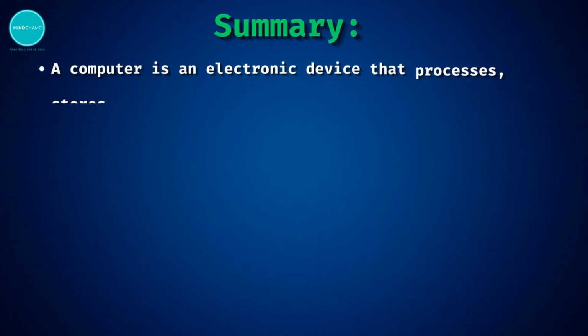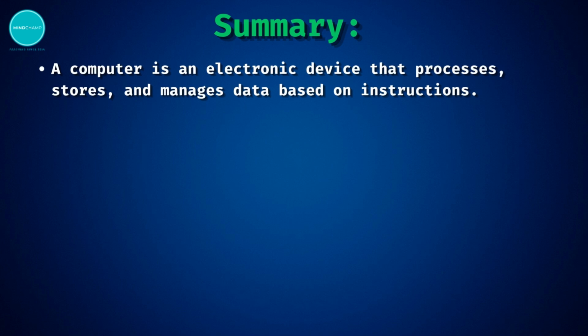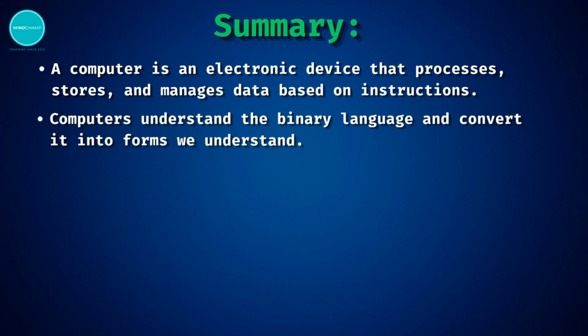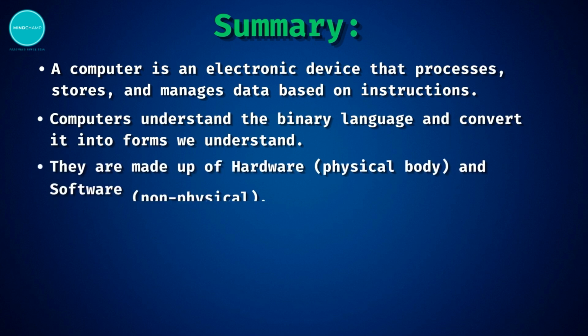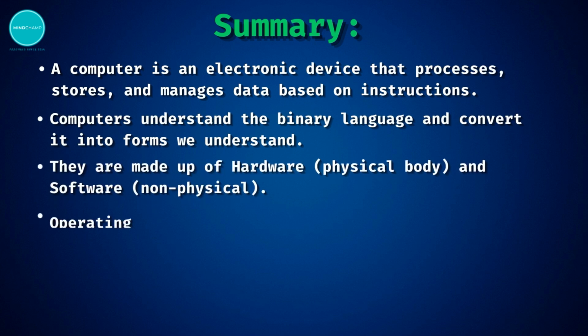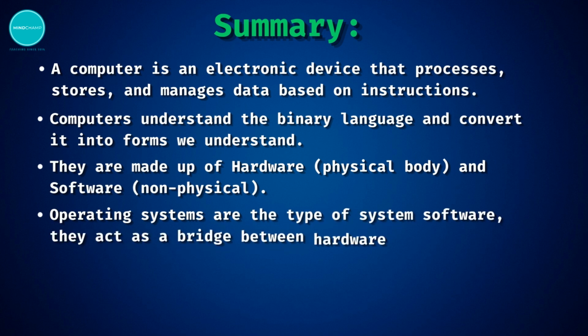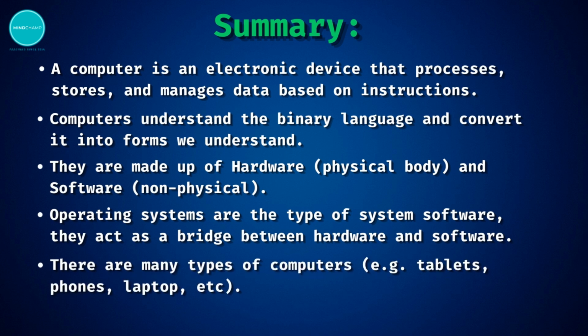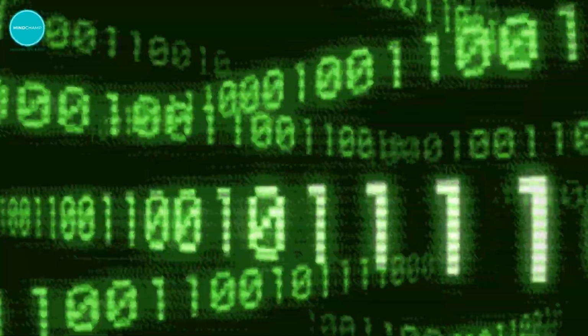A computer is an electronic device that processes, stores, and manages data based on instructions. Computers understand the binary language and convert it to forms we understand. They are made up of hardware and software. Operating systems are a type of system software. They act as a bridge between hardware and software. There are many types of computers, for example, tablets, phones, laptops, etc. Now that you know the basics, you're ready to learn more about the digital world.